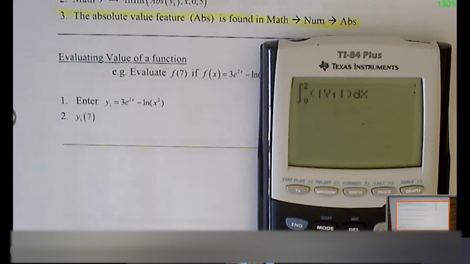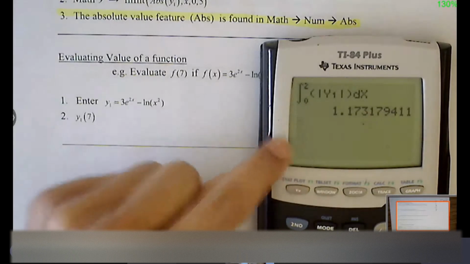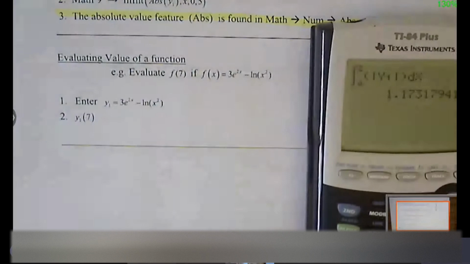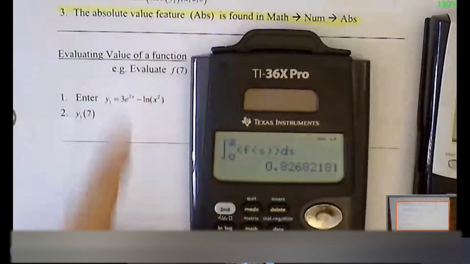Just be aware that absolute value takes a little bit longer for the calculator to process. It's not too bad here, but I think it takes a little bit longer on the 36 Pro. So total distance is 1.173.